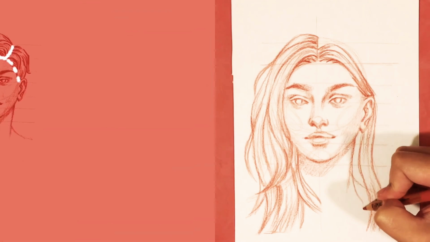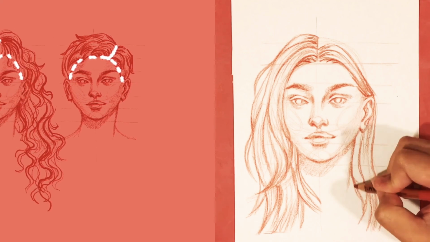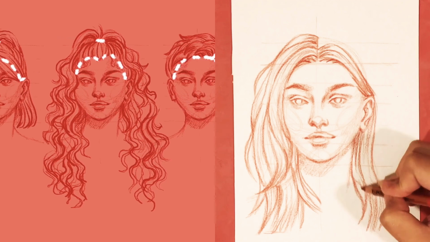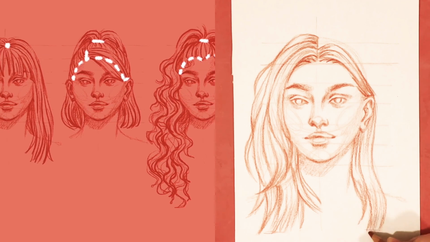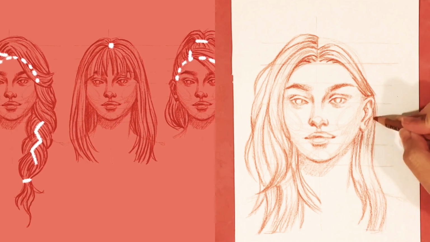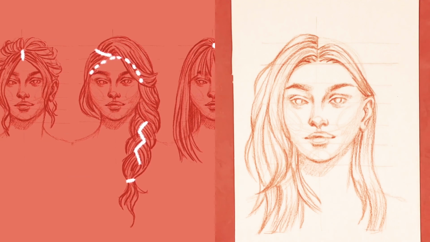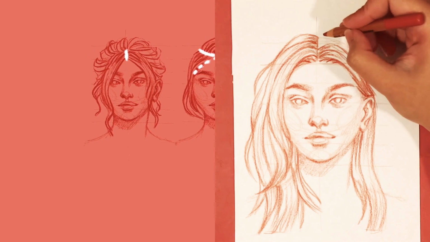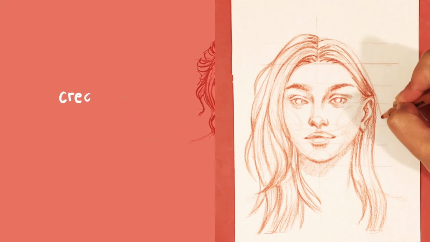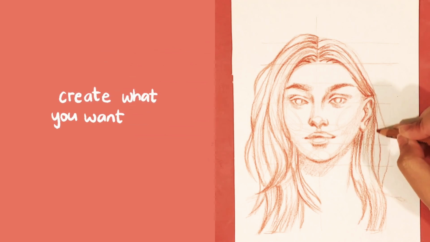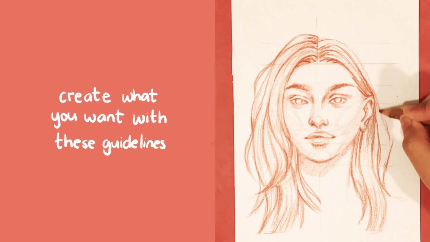As you can see on screen, the guidelines can move around and change to your discretion. You can create short hair, long hair, hair that's tied up, or hair that's kept down, braids and updos. The basics are there, and now it's up to you on what you want to create with it.